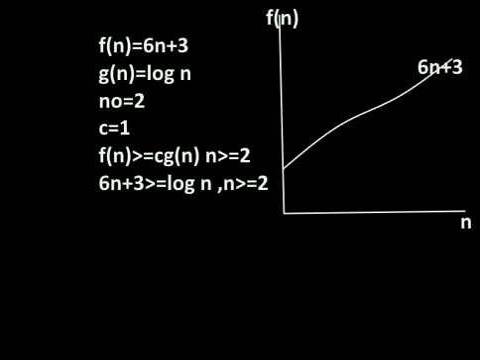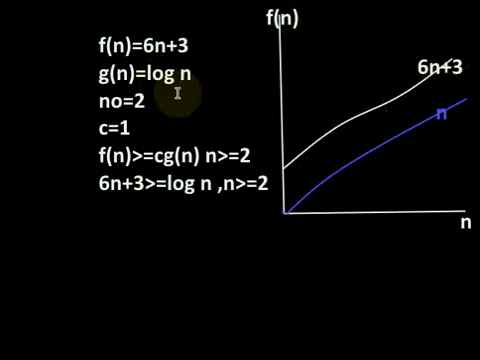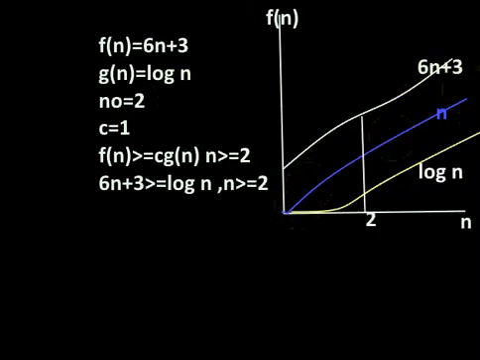So if we represent it as a graph, the function 6n plus 3 can be represented as a curve. Now, c into g of n, that is 1 into log n. Before that, the function n can be represented as a curve like this. Now the function c into log n, 1 into log n, can be represented as a curve, again a lower bound for the function f of n.